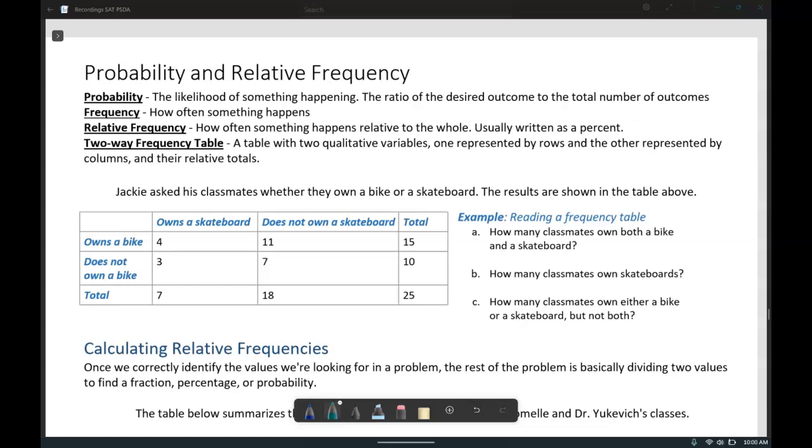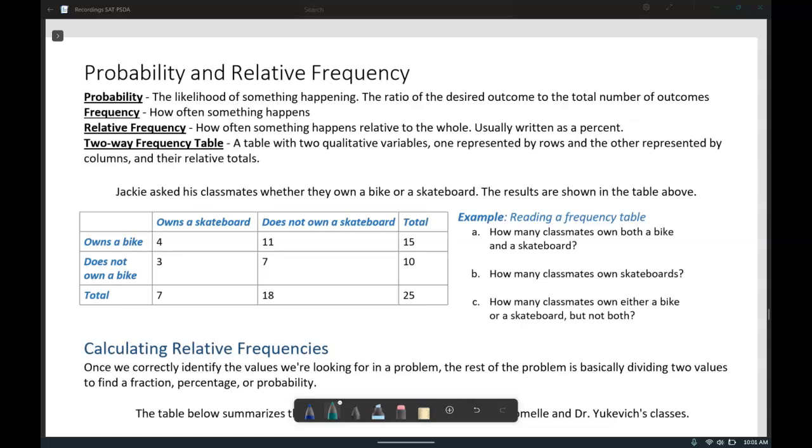Frequency is just how often something happens. So when we look at relative frequency, we're looking at how often something happens relative to the whole. Again, usually written as a percent, but it can be written in decimal or as a ratio. A two-way frequency table looks at two qualitative variables, one represented by rows and the other by columns, and gives their relative totals.